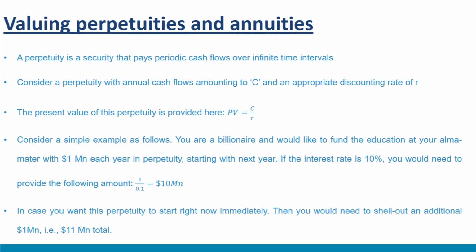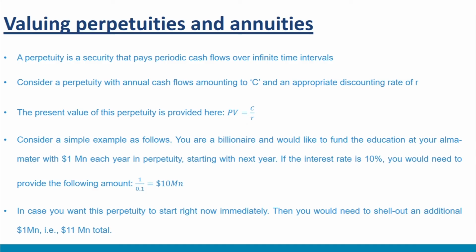Valuing perpetuities and annuities. In this video, we will discuss the computation of perpetuities and annuities. A perpetuity is a security that pays periodic cash flows over infinite time intervals. We will consider annual perpetuities. Consider a perpetuity with annual cash flows amounting to C and an appropriate discount rate of R. The present value of this perpetuity is computed with the help of the infinite geometric progression formula as provided here. Present value PV equals C by R.